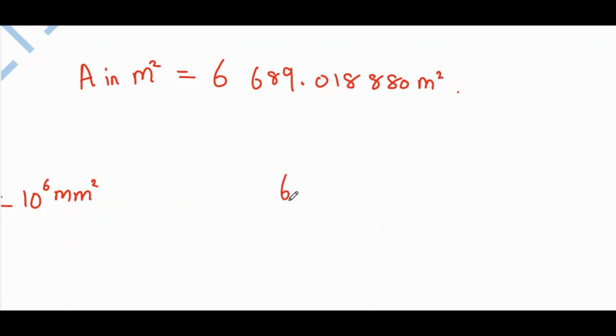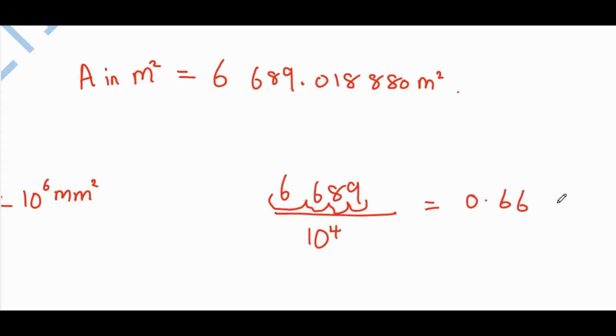So I have to take 6,689. I can just use 4 significant figures. The decimal point appears at this place, then divide by 10 power 4, which tells us to move the decimal place to the left 4 steps, which becomes 0.6689 hectares.